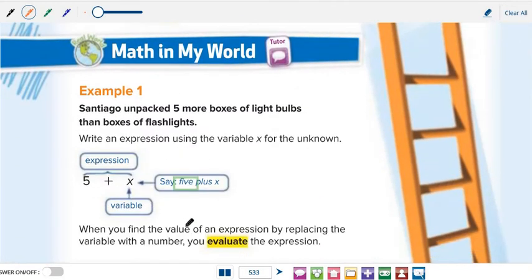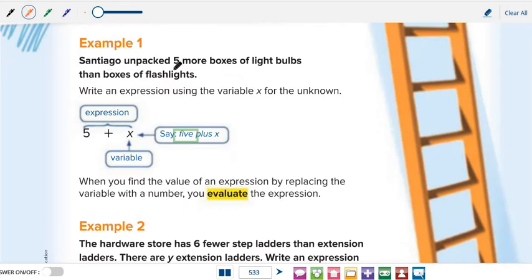Let's start with example number 1. Santiago unpacked 5 more boxes of light bulbs than boxes of flashlights. Write an expression using the variable x for the unknown. Since Santiago unpacked 5 more boxes of light bulbs than boxes of flashlights, so the expression is 5. Since we have more here, so we will use plus. So 5 plus the unknown, which is x.